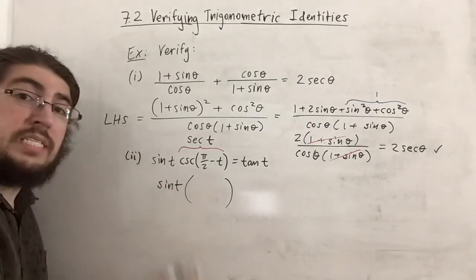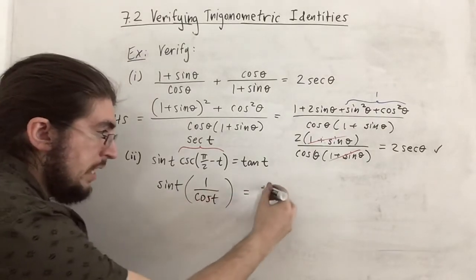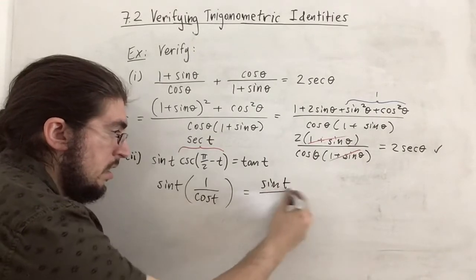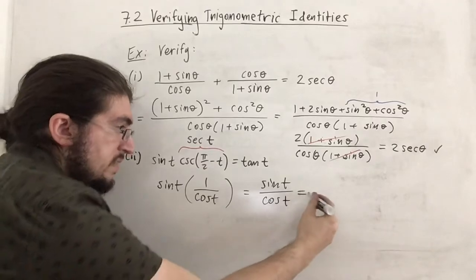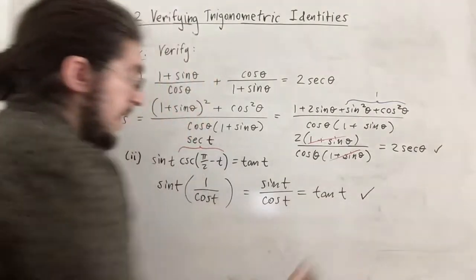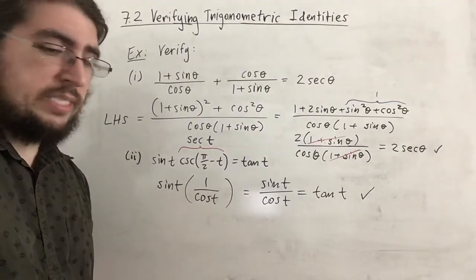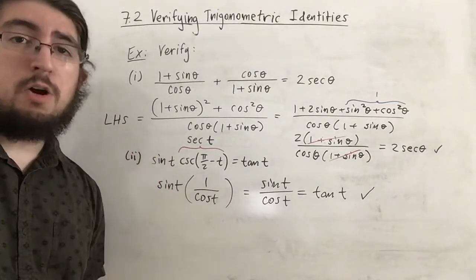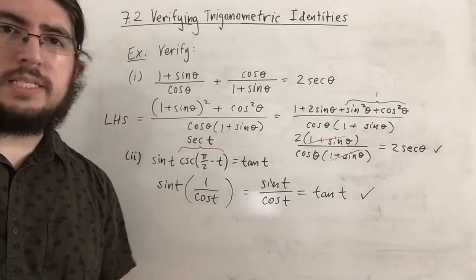But what do we know about secant of t? Secant of t is 1 over cosine, and we get sine over cosine of t. And what do we know about sine of t over cosine of t? By quotient identity, it is tangent of t. And that verifies that identity kind of quickly, but at least I gave you an example there of a cofunction identity, which we hadn't really seen used at all in this section.